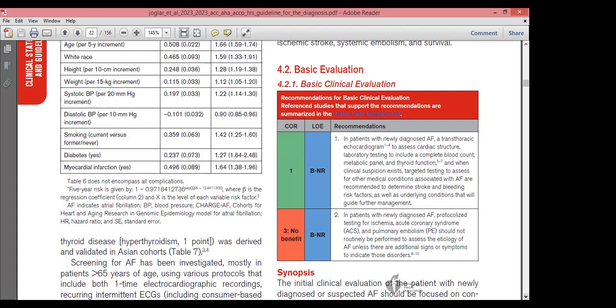Then they also said that in patients with newly diagnosed AF, protocolized testing for ischemia, acute coronary syndrome, and pulmonary embolism should not be routinely performed to assess the etiology. So this is a class 3 recommendation. They said we should not do routine testing for ischemia, acute coronary syndrome, or pulmonary embolism.